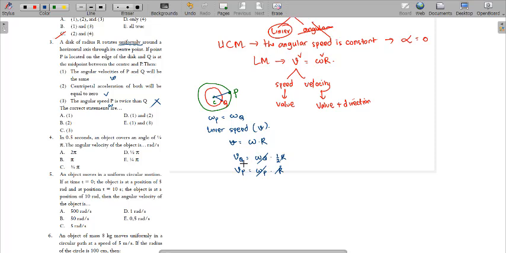So VQ equals half VP. VQ is half of VP. Okay, so not the angular speed that is twice, but the linear speed. So the result is 1 and 2. Next, number 4.